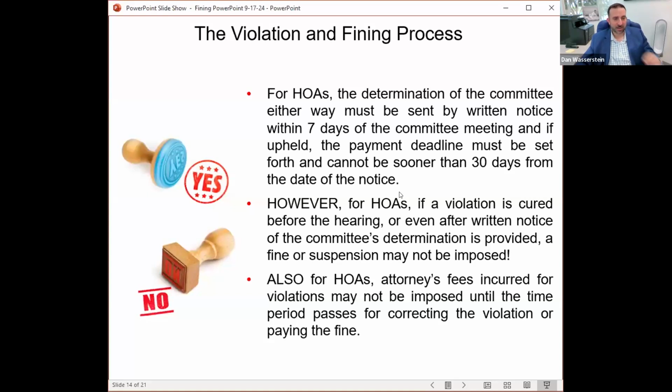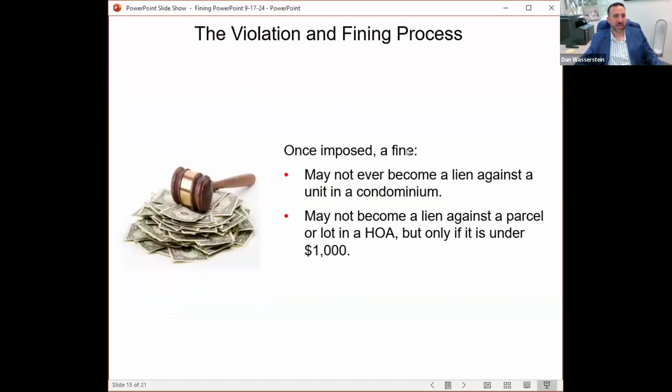So again, a lot of nuance now for HOAs, a lot of additional procedure, limitations, and the biggest issue I would say for fining that came out of this year's update for HOAs is this issue where if they cure the problem, the fine goes away. In my own legislative update, some of you may have read, I don't agree with that. I think it takes away from the deterrent effect of fining, but that's a conversation for another day.